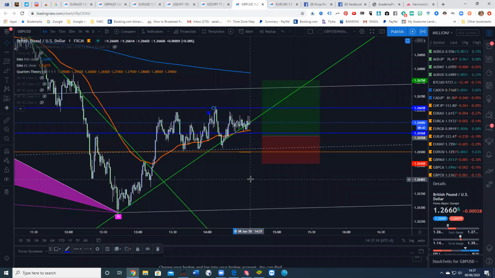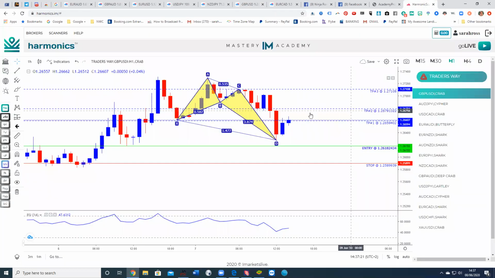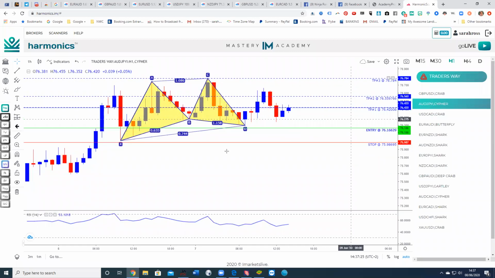So that's it really. That's how to do it. We can look at putting on another one, or JPY, a cipher pattern. Check the time zone. Measure C to D.